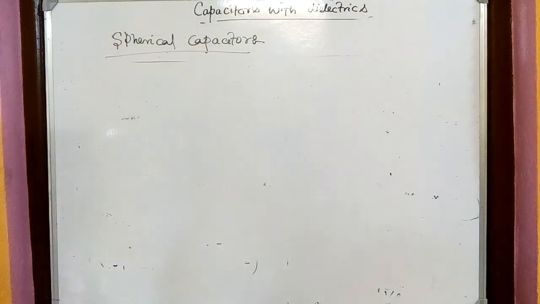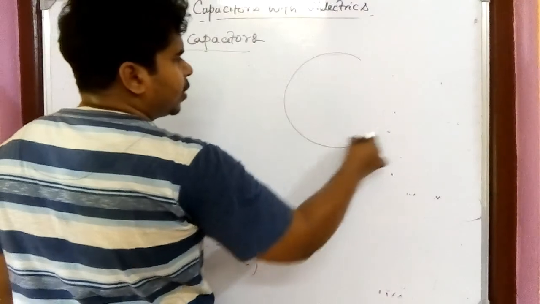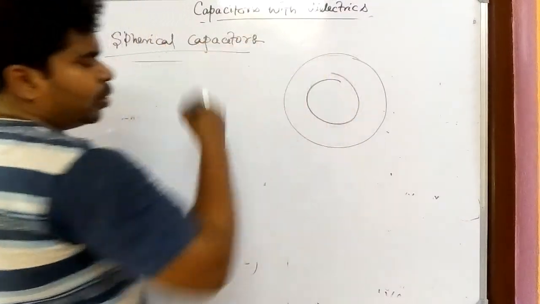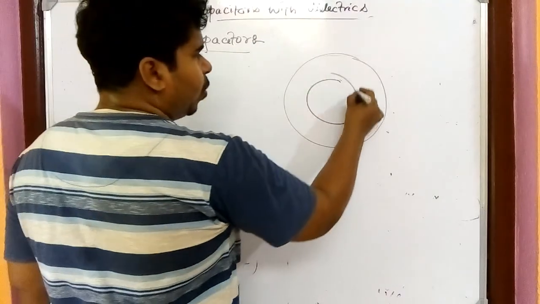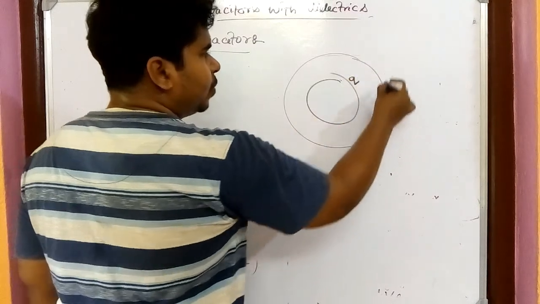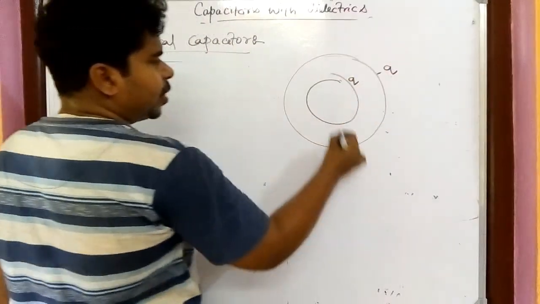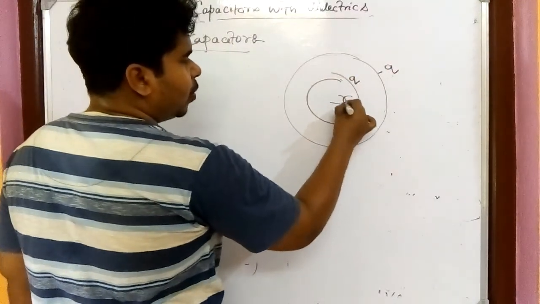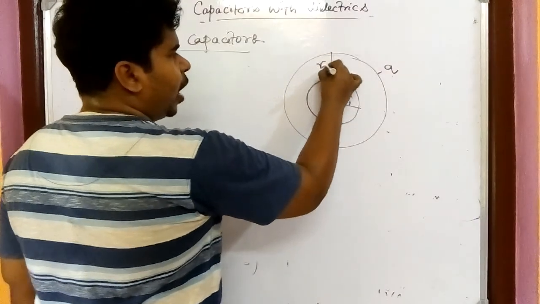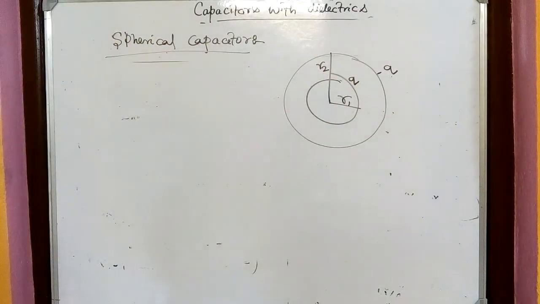Spherical capacitor. What is it? I'm doing this very fast. Assume two spherical shells, one with charge Q and the other with charge minus Q. One has radius R1 and the other has radius R2. It is kept this way. We have to find the capacitance of this capacitor.